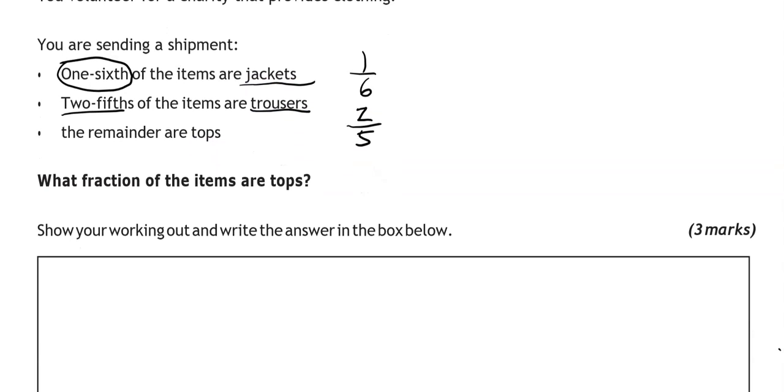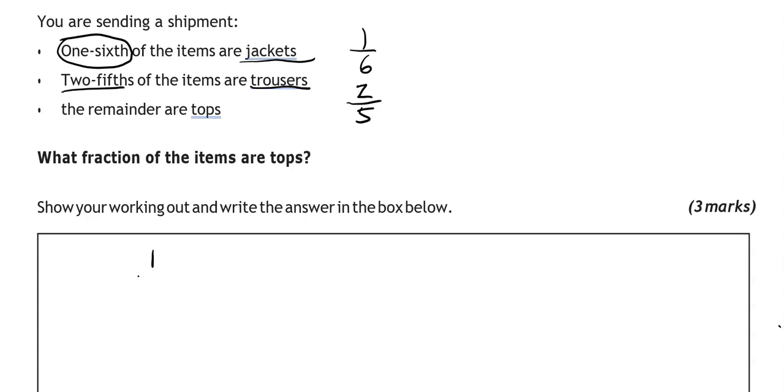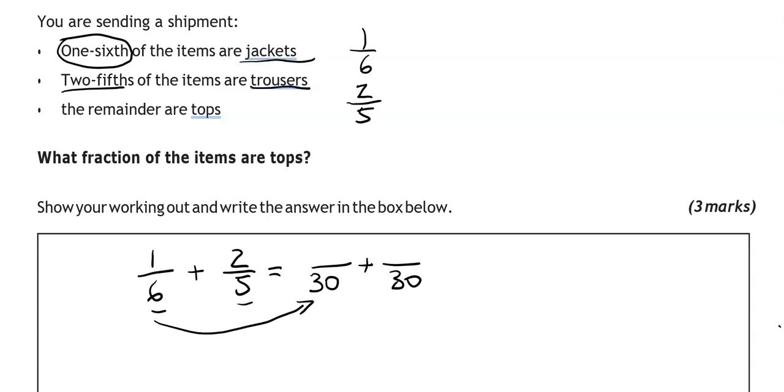Let's work it out. So we're going to add these two first, 1/6 and 2/5. Finding a common denominator, we could just go for 30. To get from 6 to 30, we multiply by 5. So I'm going to do the same with the top number to keep the fraction the same. So that is 5/30. And to get from 5 to 30, we multiply by 6.